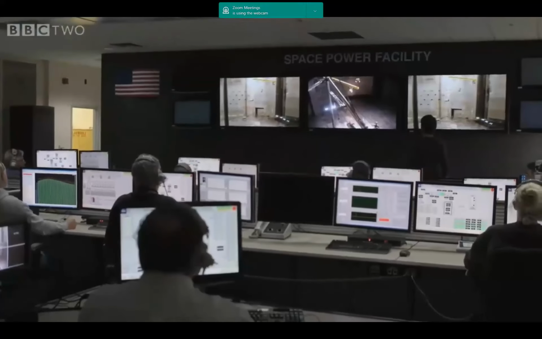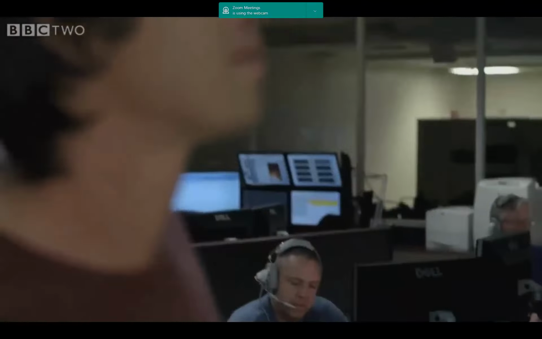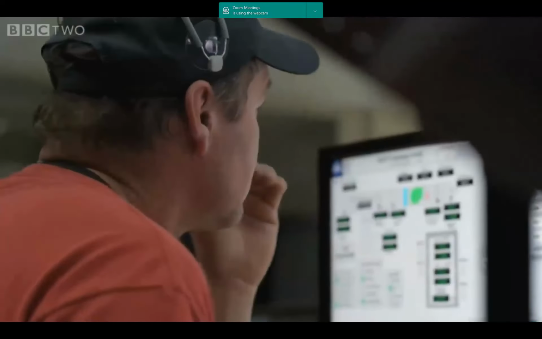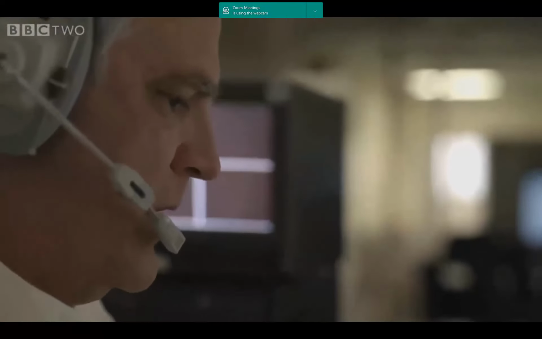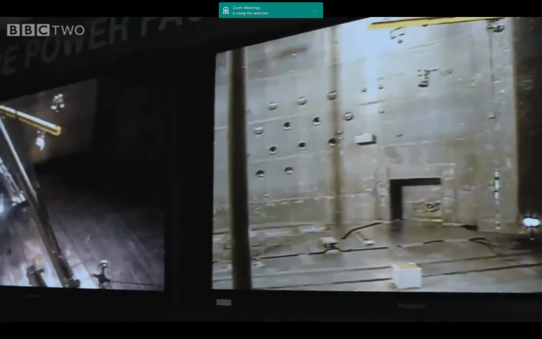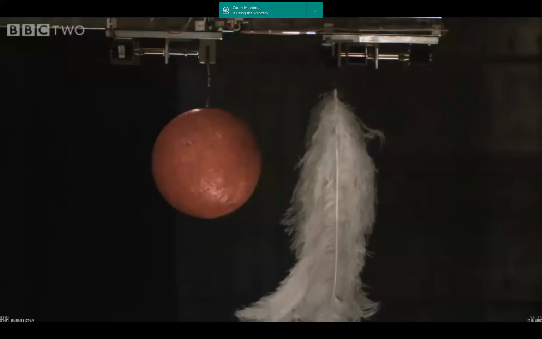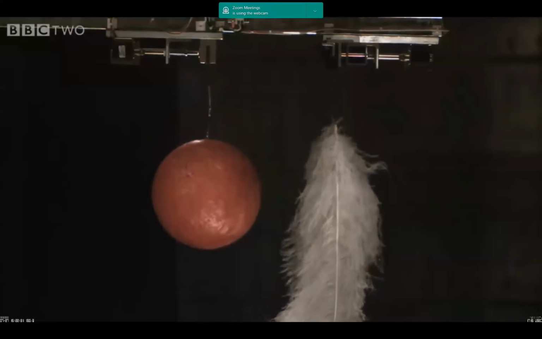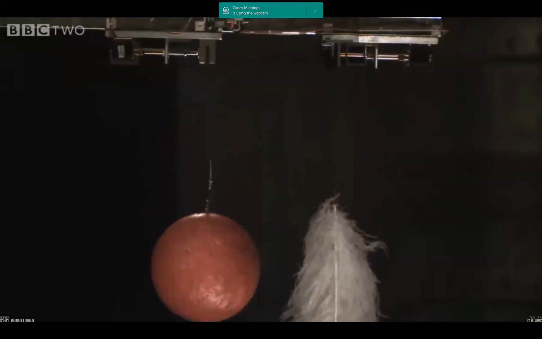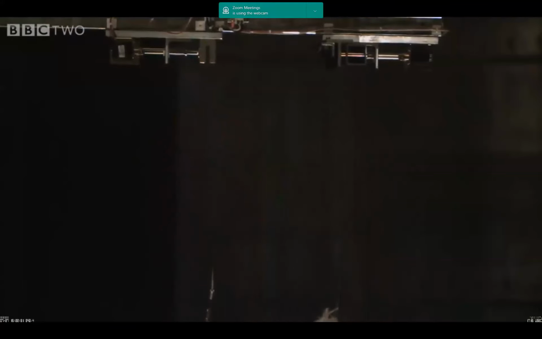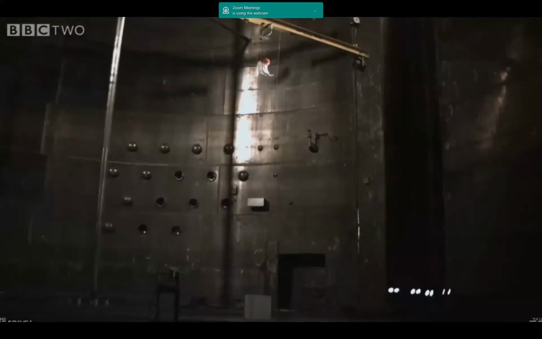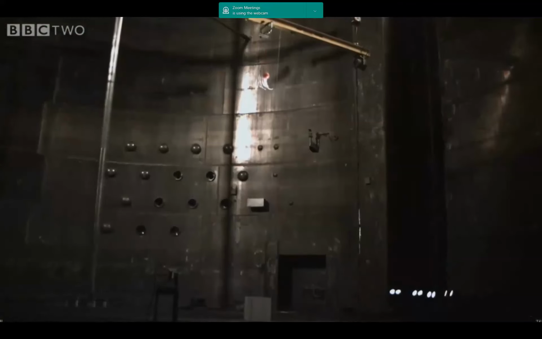10. Now it is perfect vacuum inside. 7, 6, 5, 4. Cameras on. 2, 1. Release. Observe, they're always side by side.